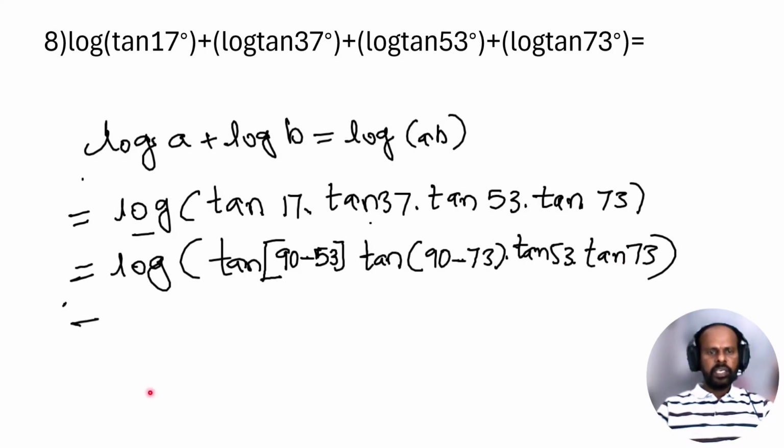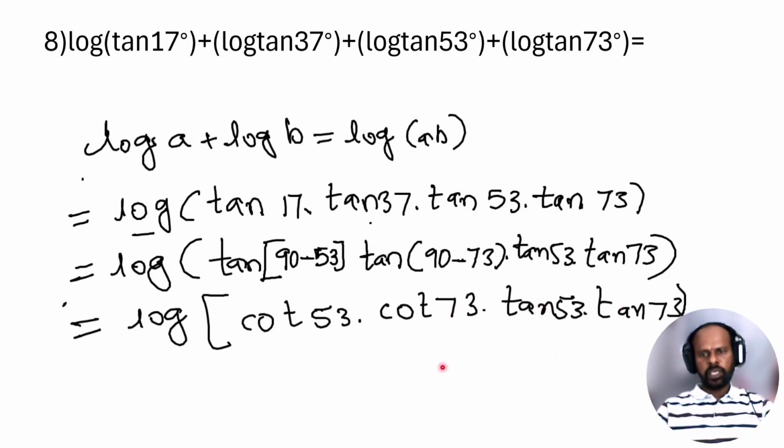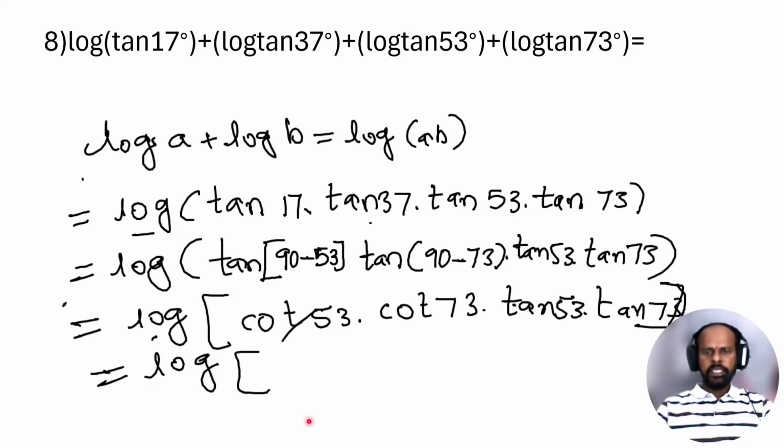And now if you write tan of 90 minus theta, it gives cot theta, in the first quadrant positive, and also tan of 90 minus theta can be written as cot 73, that is also in the first quadrant. The remaining two terms I am writing as it is. Okay, and next here if you observe, tan and cot are reciprocals, so cot 53 and tan 53, tan 73 and cot 73 can be cancelled, so 1 left.